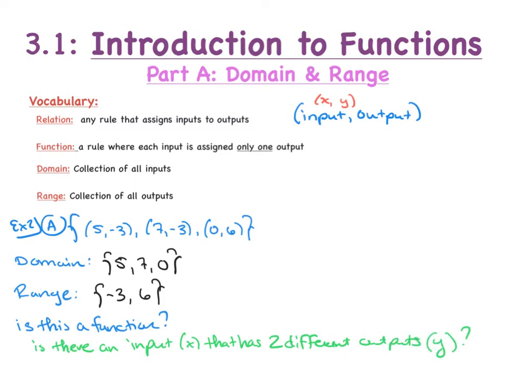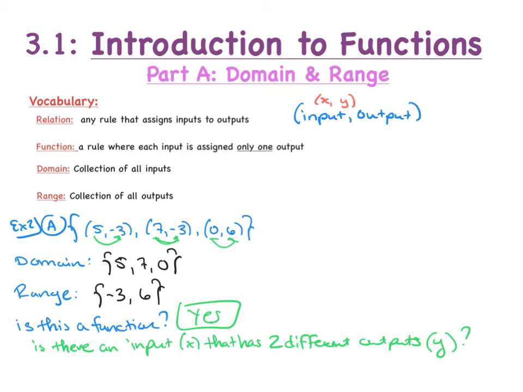Okay, so the input 5 has an output -3, and I don't see any other 5s. The input 7 happens to have the same output, but we don't have anything here about an output having two different inputs. That must be okay. So 7 only has one output, -3, and 0 only has one output, 6. So yes, this is a function.